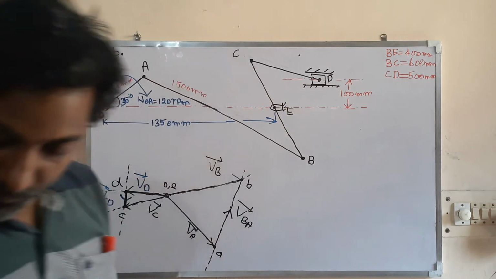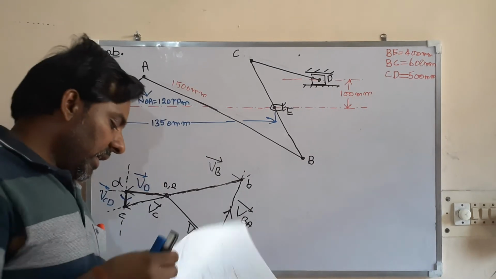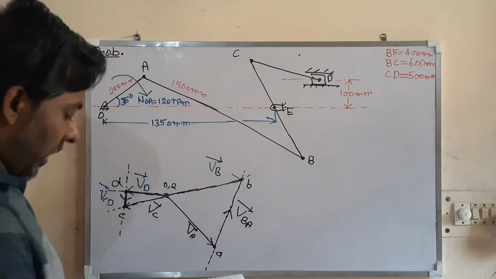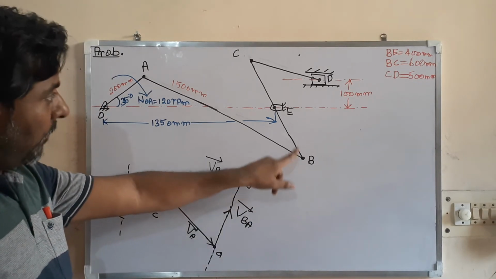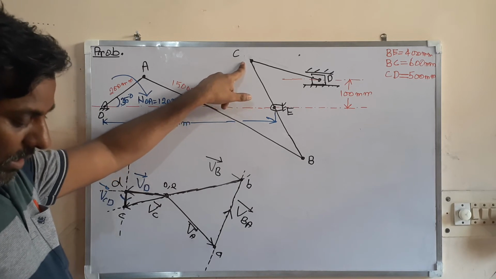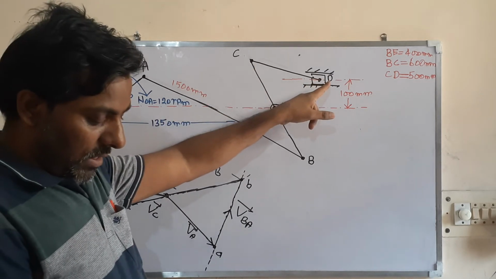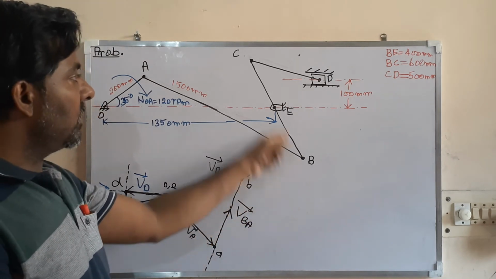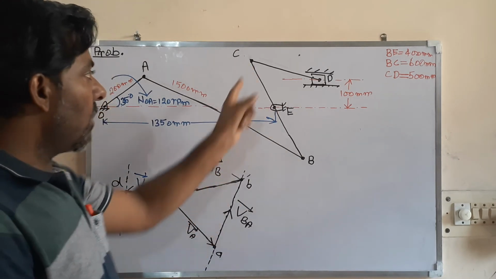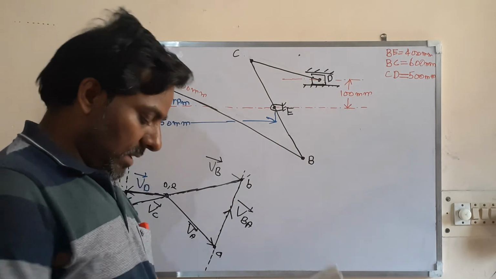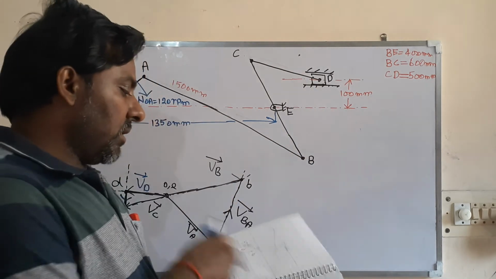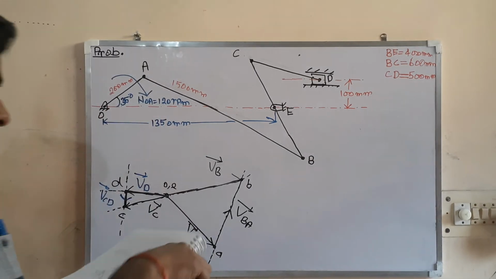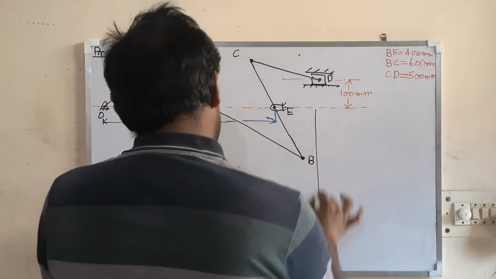What they are asking. So in the question he is asking velocity of point B, velocity of point C and velocity of point D, angular velocity of link AB, angular velocity of link BC and angular velocity of link CD. So this much information they want. So let us do the calculation step by step.